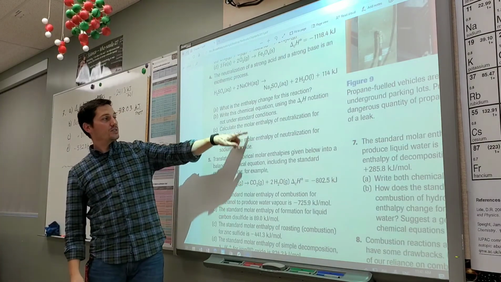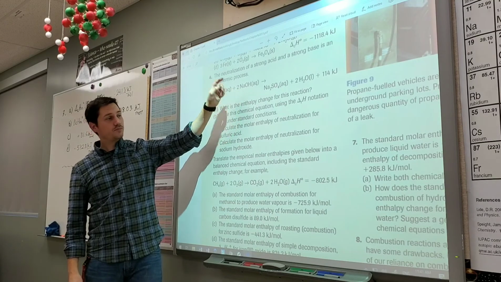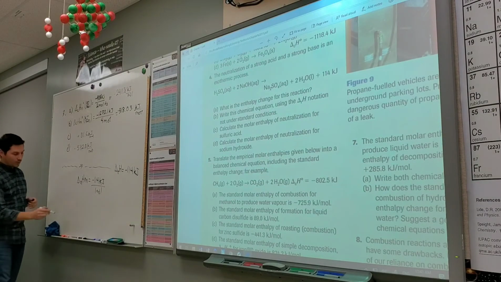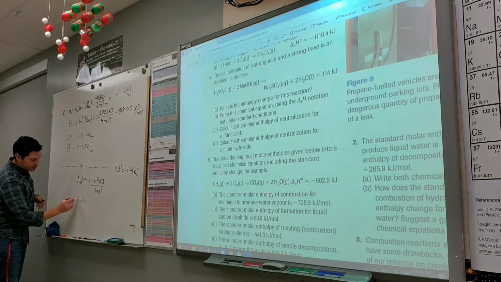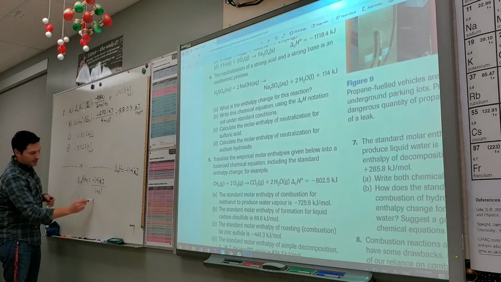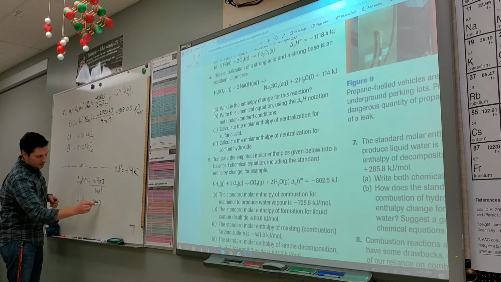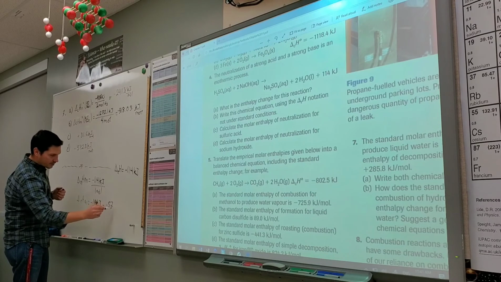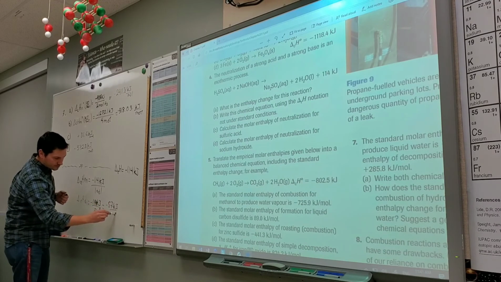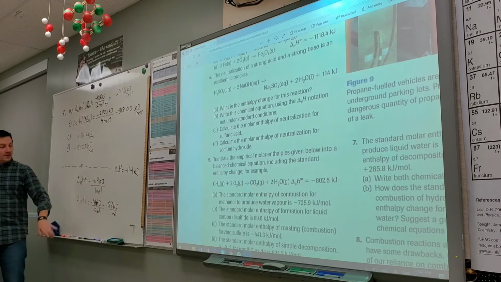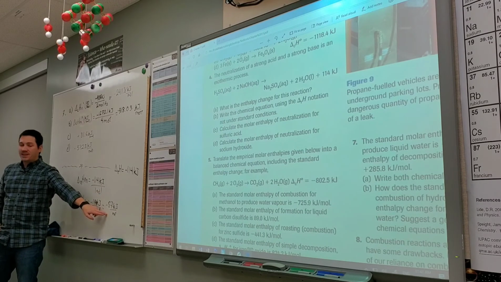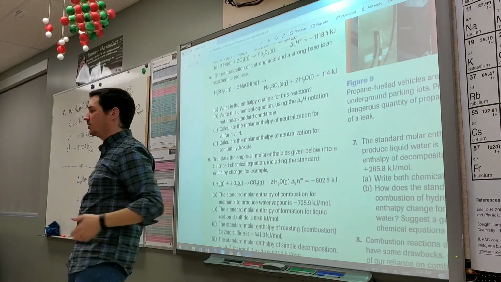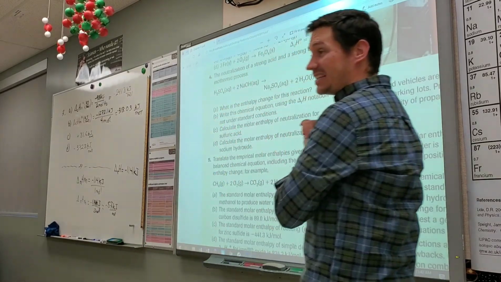How many moles of sodium hydroxide do we use? 2. So is the molar enthalpy for the sodium hydroxide going to be the same thing? No. The molar enthalpy of neutralization for the sodium hydroxide is going to be negative 114 kilojoules per 2 moles. So it's going to be negative 57 kilojoules per mole. So we've got 2 different molar enthalpies, but that's because we need 2 different chemical amounts to do this chemical reaction. Does anybody have any questions about that?